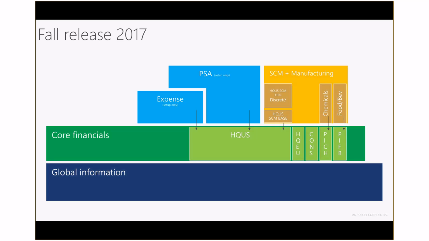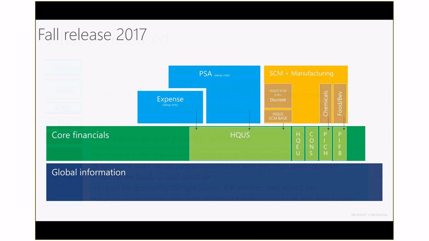And again, you can kind of pick and choose. If you only want HQUS, you got the global, you got the core financials HQUS, and then you've got HQUS supply chain and discrete manufacturing, and if you want it, public sector, private project accounting and expense. And then you could skip the other 4 companies and the other 2 food and beverage packages. It's totally up to you how you want to load them.